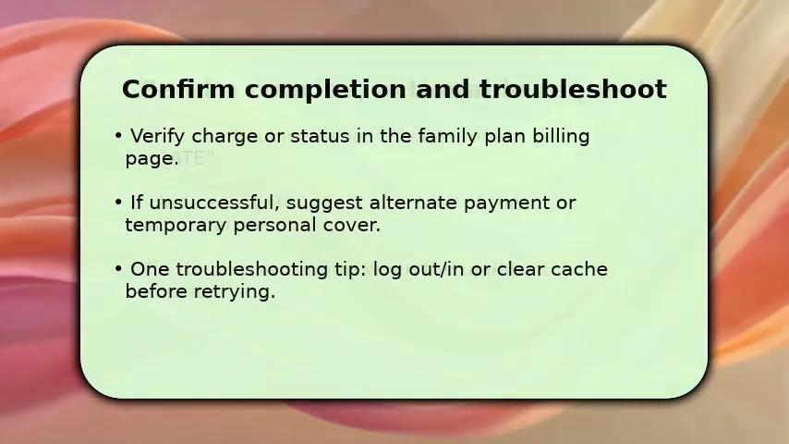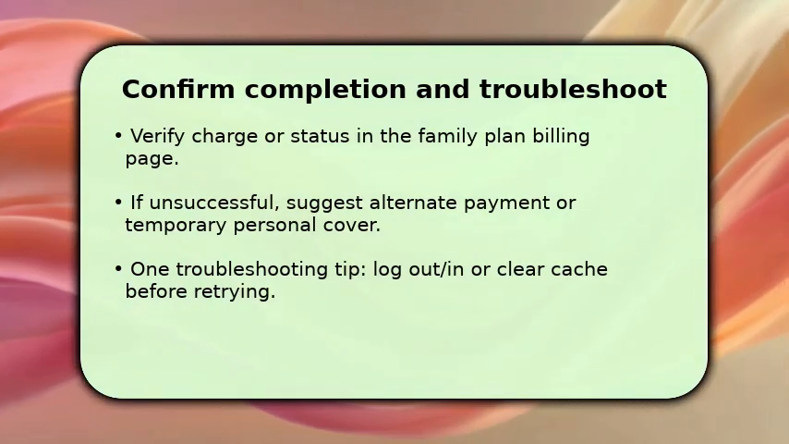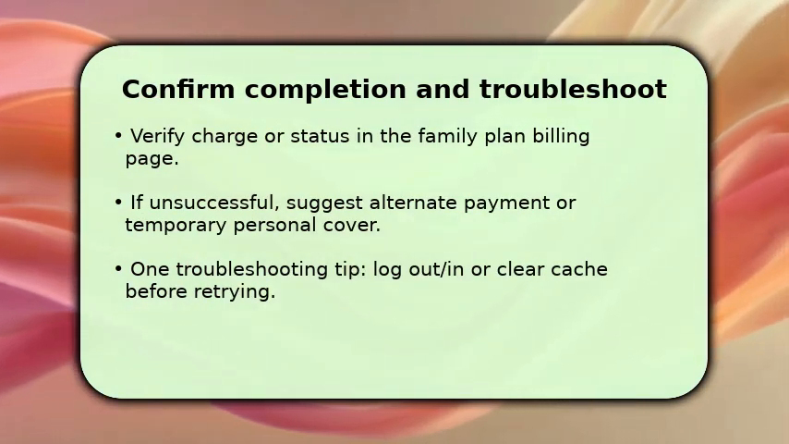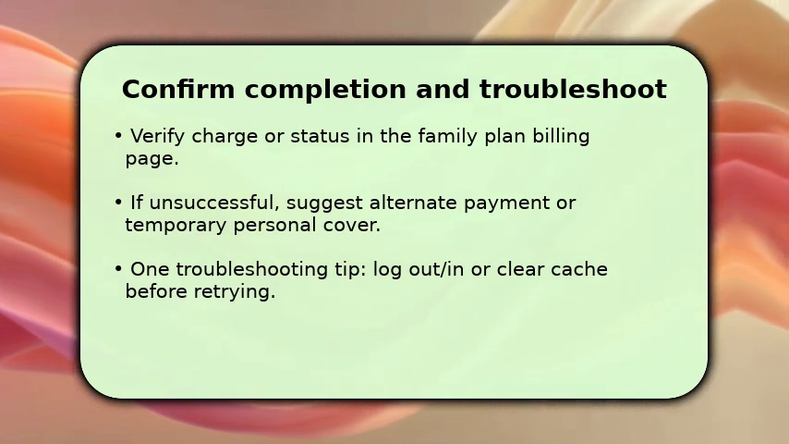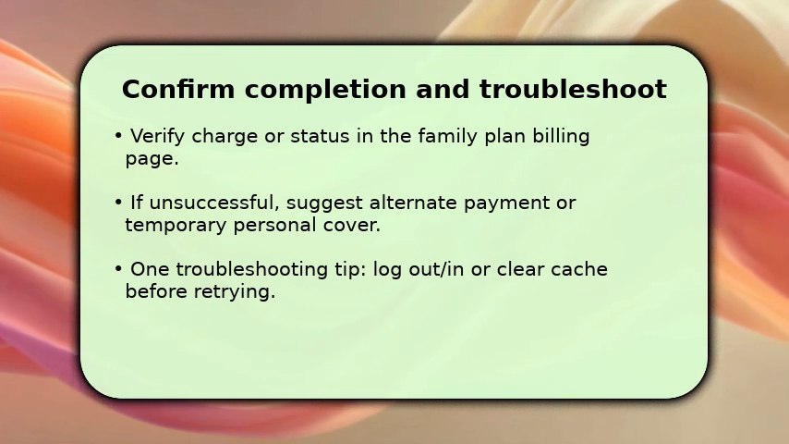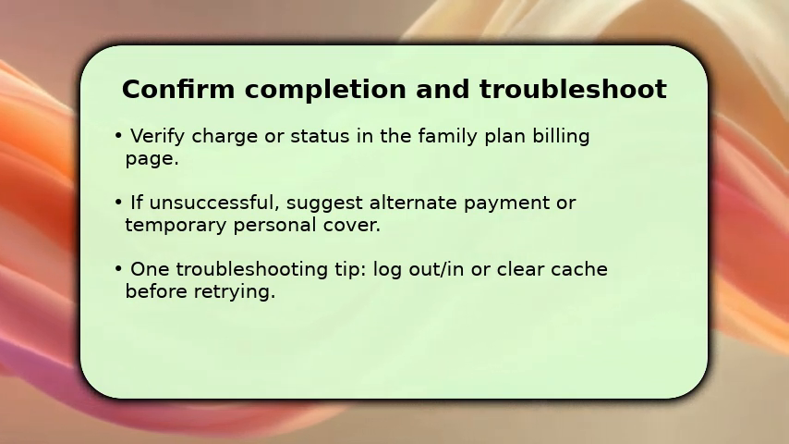You follow up politely after the deadline to confirm the update and check the family billing page for the renewed charge or active status. If the organizer can't update, propose immediate alternatives like adding a temporary card or you covering one cycle while they fix it.